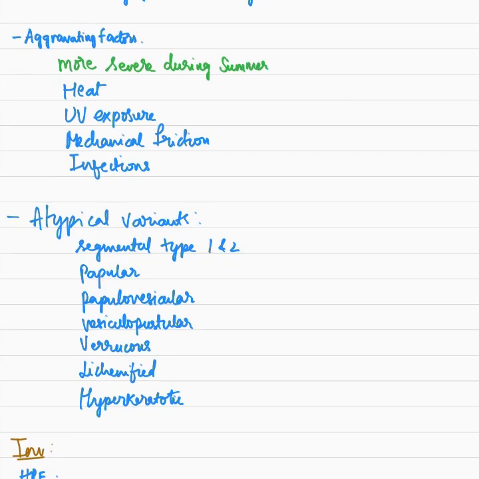Coming to aggravating factors, this disease is more severe during summer because of the heat and UV exposure, mechanical friction, and superadded infections that are very rampant during the summer season. Coming to atypical variants, segmental type 1 and 2, papular type, papulovesicular type, vesiculopustular type, verrucous type, lichenified and hyperkeratotic type of Hailey-Hailey disease are also seen.